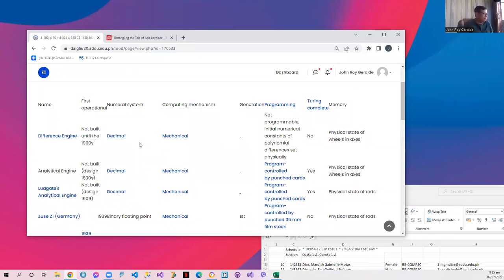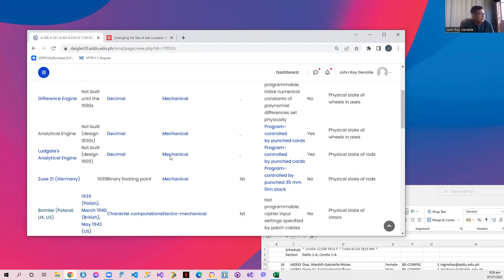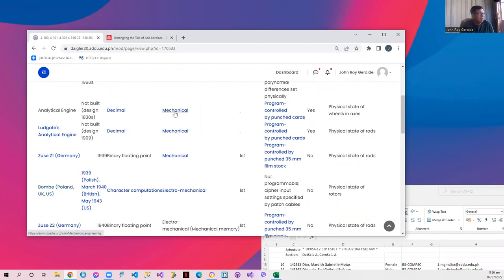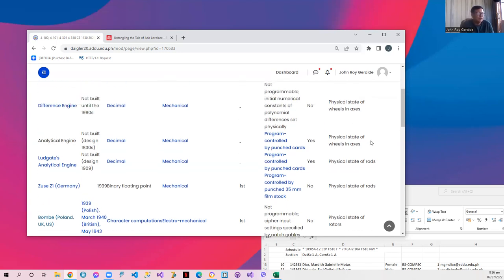So for example, in the 1830s, the difference engine uses a binary decimal system, is mechanical, and is not programmable, but uses a memory of wheels. It's not Turing complete. The analytical engine is decimal, mechanical, and can be controlled by punch cards. Programmable, and it's considered by Turing to be complete. It also uses a store of wheels and axes. Any questions?